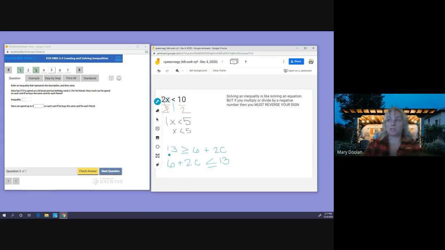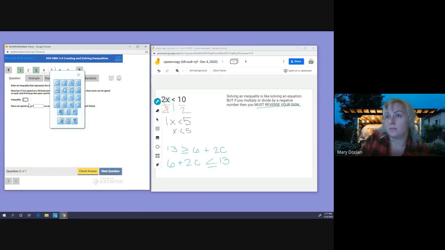So when I reverse the pieces, I had to switch the symbol, which is why reversing the sign comes in. I could think about it like when you multiply by a negative, it's the same kind of situation. You're reversing the sign because you're changing the relationship. Okay, so anyhow, this is what we're going to type here.